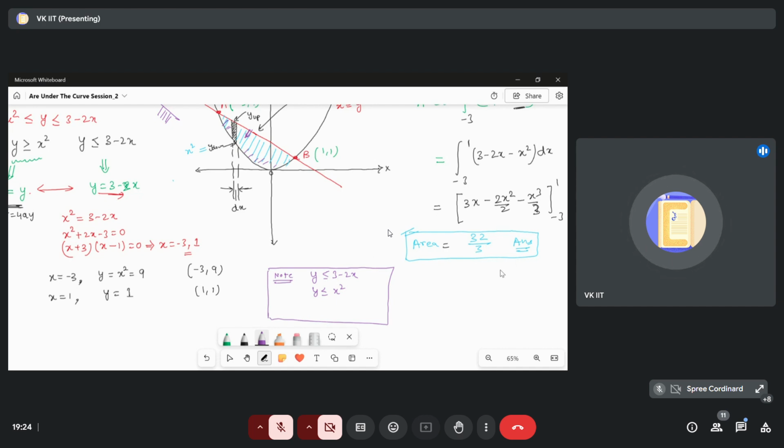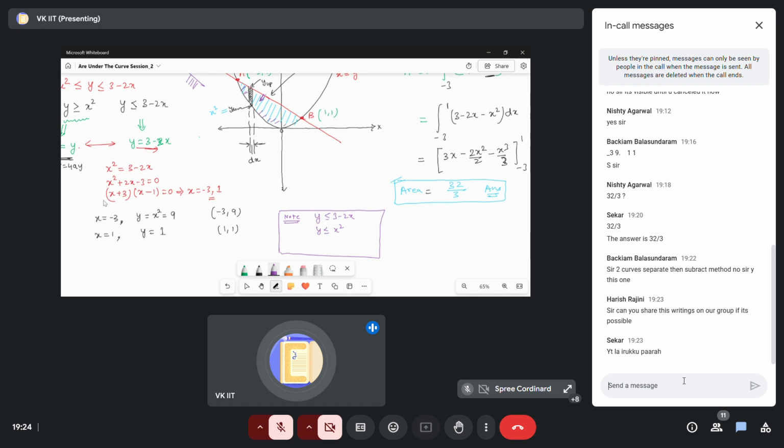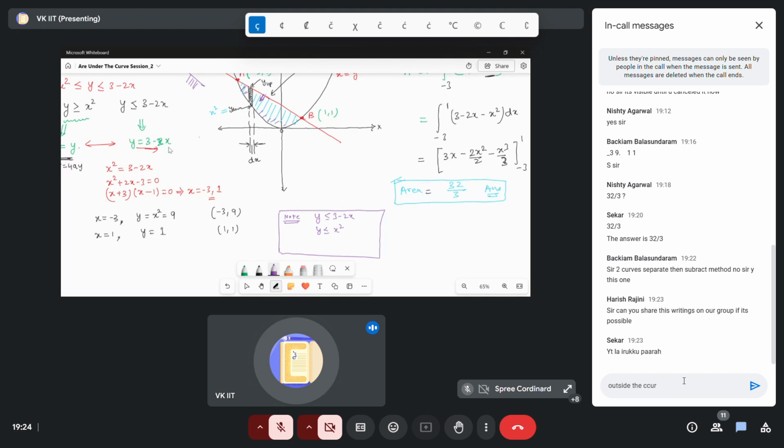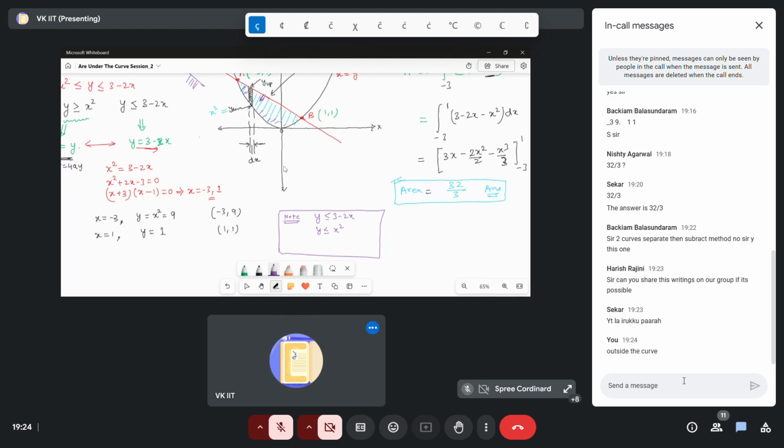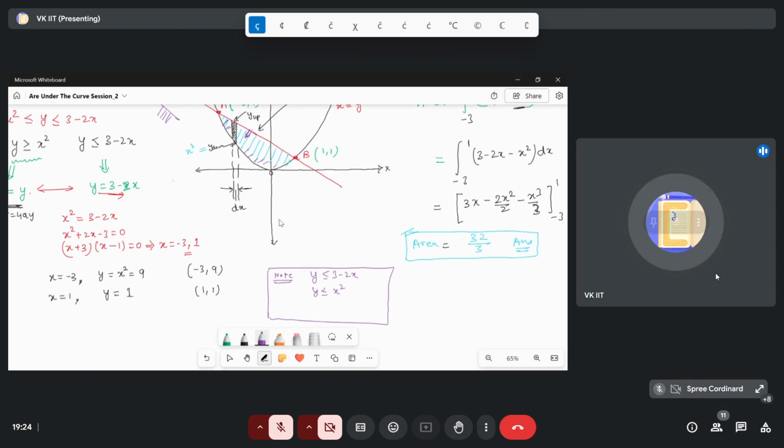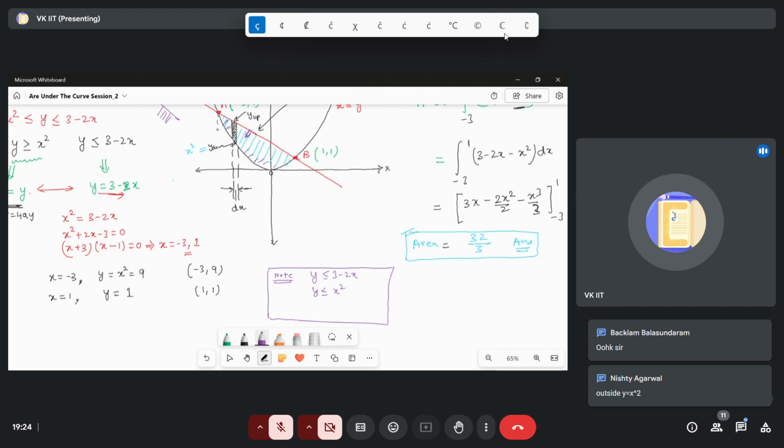So two curves, separate, then subtract. No, sir. Why this one? So we have subtracted only now, one curve minus second curve. Okay, Aruna, what we have done? See carefully here. This is 3 minus 2x, y up minus y down. What is that? The upper curve minus the lower curve. You can also directly do that, there's no issue in that. But in this case, I'm asking about the note point here. What is the case? Outside the curve, exactly. So we have to consider the area outside the curve. This will be the area.